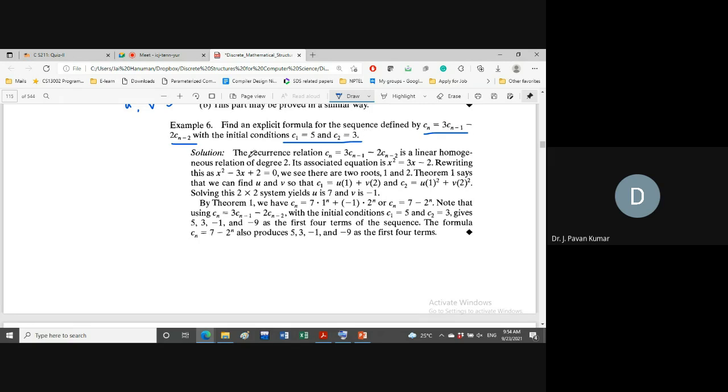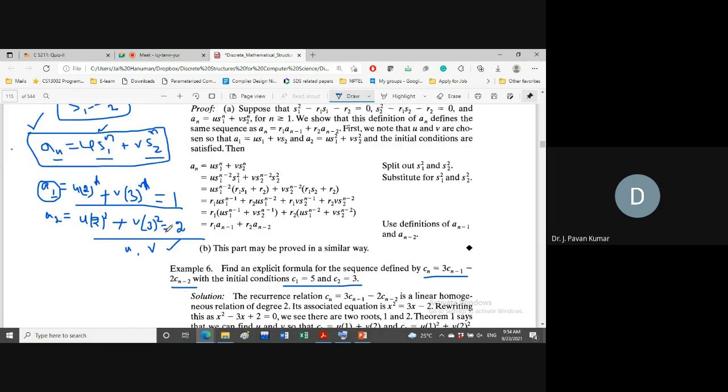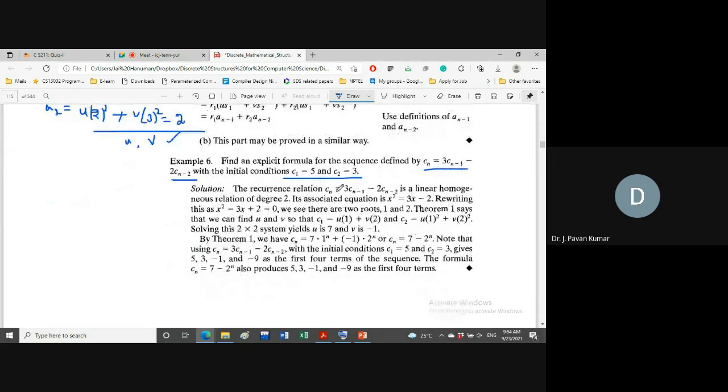Like earlier we have considered A1 is equal to 1, A2 is equal to 2, or even you consider the Fibonacci series. In that A1 is equal to 1, A2 is also 1 only. You consider the Towers of Hanoi problem. In that A1 is equal to 1, A2 is equal to 3. Like that, depending upon the problem, we will be having initial conditions. Now in this particular problem, initial conditions are C1 is equal to 5, C2 is equal to 3, and the recurrence relation is Cn is equal to 3 times Cn minus 1 minus 2 times Cn minus 2.